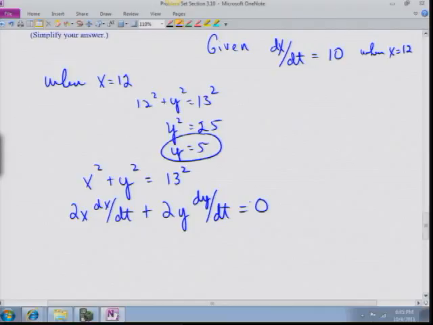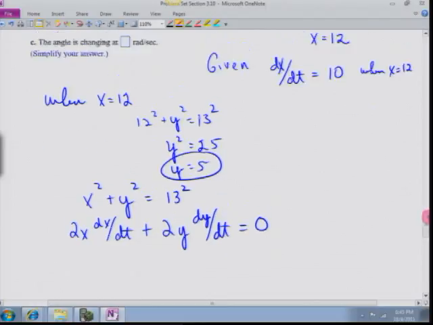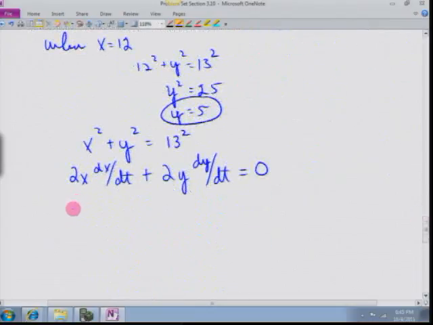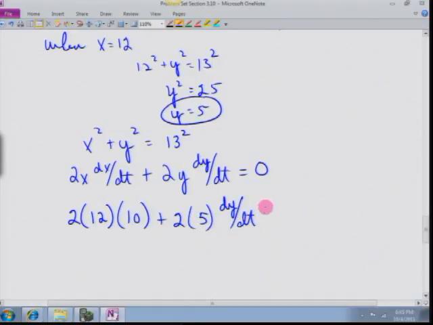Okay. Do we have a lot of those pieces? We know an x, we know a y, we know a dx/dt. What do we not know? And isn't that what this is asking for here? Okay, so let's plug in the numbers that we have. 2, what's x? 12. And dx/dt? Plus 2, and what's y? 5. dy/dt equals 0.